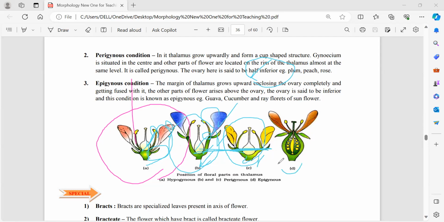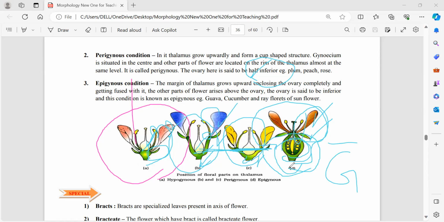Now we have the ultimate condition, condition D, wherein the thalamus has risen above the level of the ovary. The ovary is below the other parts of the flower. Here are sepals, this is petal, these are stamens, and all three parts are above the level of the ovary. So we call this condition epigynous condition. The ovary is below the level of all other parts, so we call this type of ovary an inferior ovary.